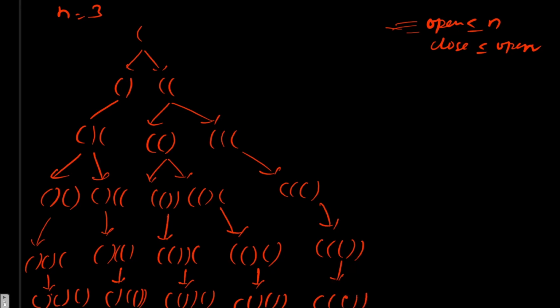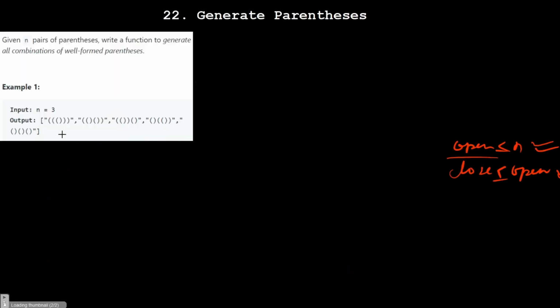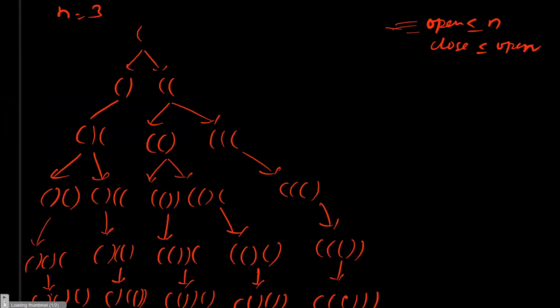Okay, so we have formed a total of 5 parentheses, which you can match with the given output. If we follow this condition while forming the parentheses, we will be able to generate all the valid parentheses. So let's write the pseudocode for the same.